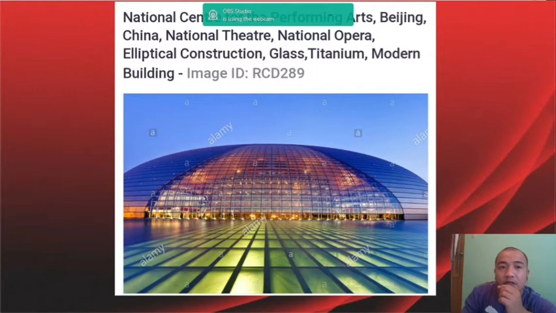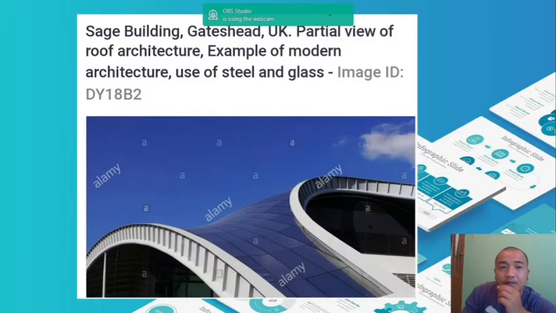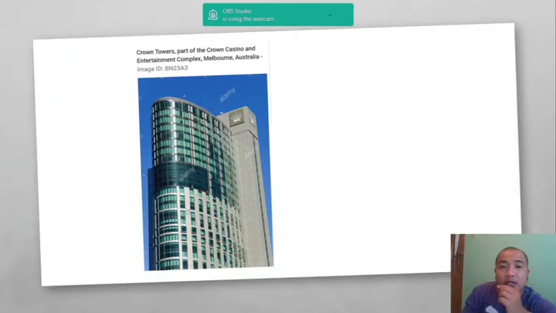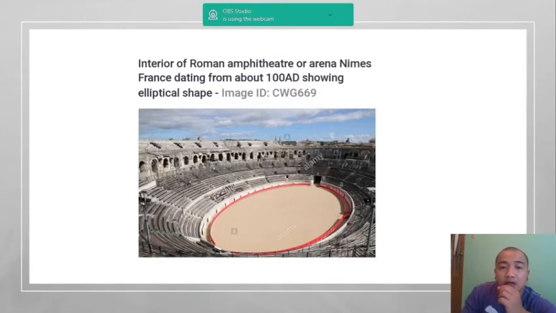Another is the National Center for Performing Arts located in Beijing, China. It's an elliptical shape. Sage Building, Gateshead, UK. Partial view of rope architecture. Ellipse also. Also, we have here the Crown Towers, part of the Crown Casino and Entertainment Complex from Melbourne, Australia. Another here, interior of Roman Amphitheater of Arena Nimes, France, dating from about 100 AD, showing elliptical shape.